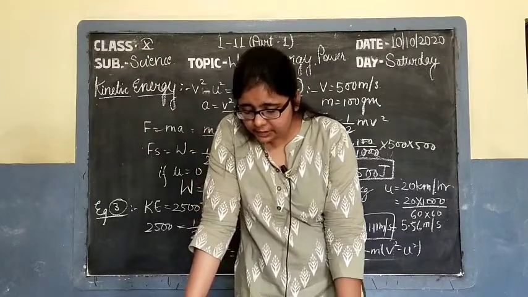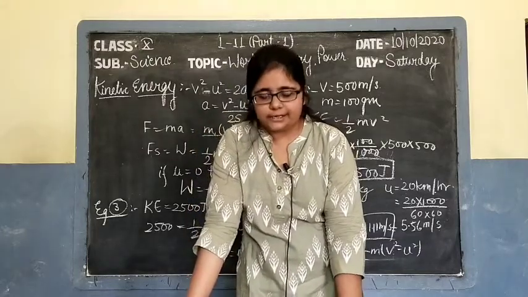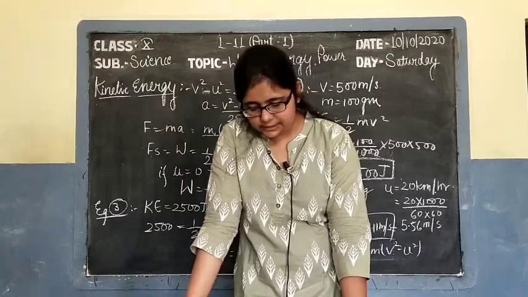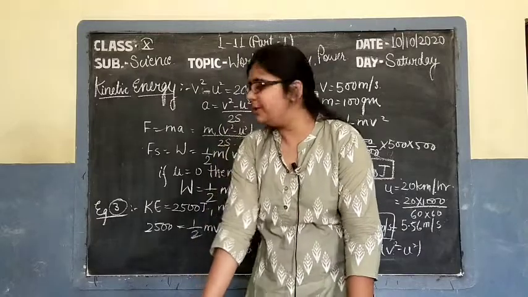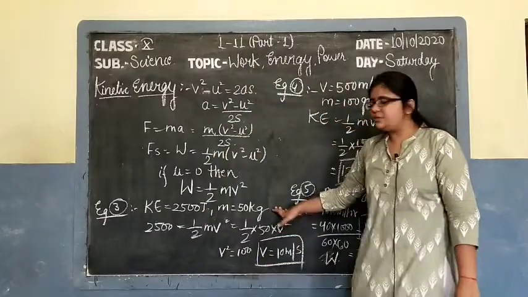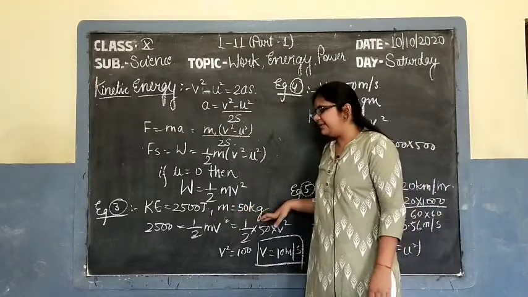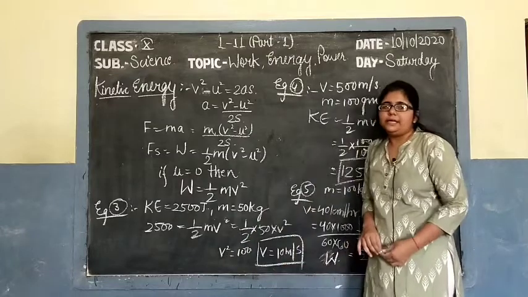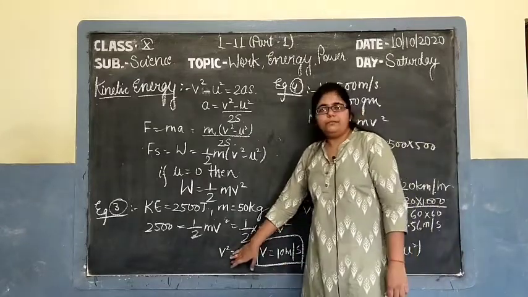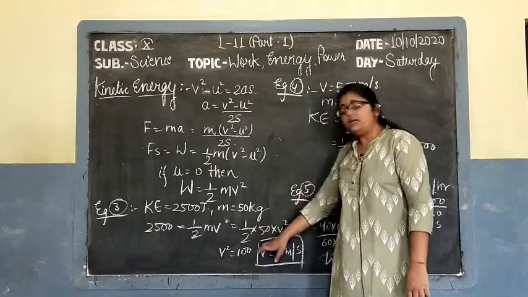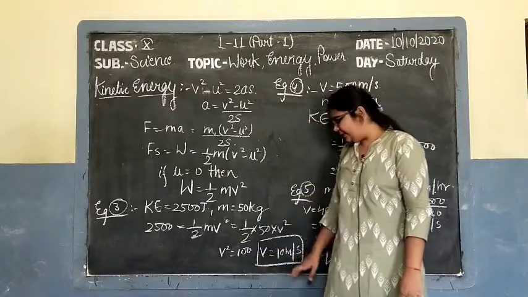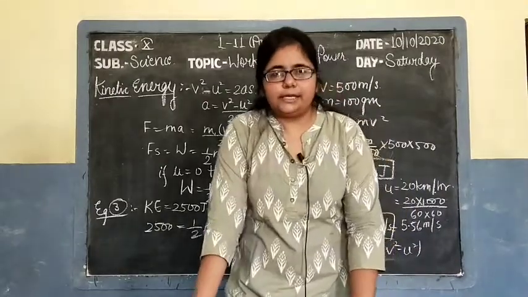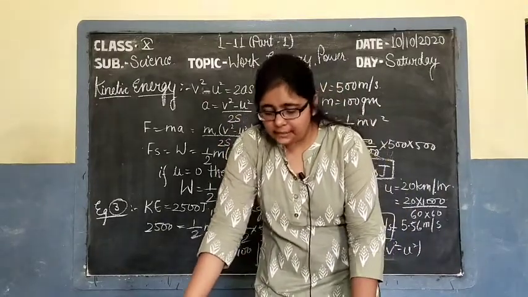An object moving with a uniform velocity is having kinetic energy 2500 joule. If the mass of the object is 50 kg, then find the velocity of the moving object. So kinetic energy is 2500 joule and mass is 50 kg. Then by this we will get v square, that is equal to 100, and then for getting the final velocity you will have to take the square root, and the square root of 100 will be 10 meter per second.